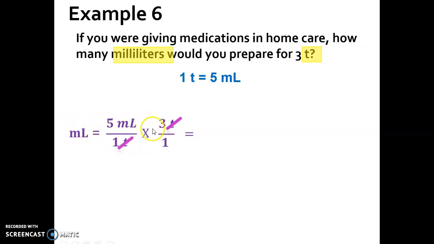We can do the 5 times 3, and that gets us 15. The bottom is 1, so even if you multiply the 1s, divide by 1, it's still just going to give you the 15. So the answer is 15 milliliters.